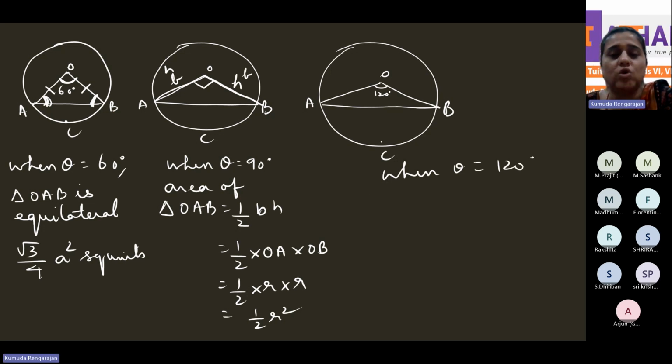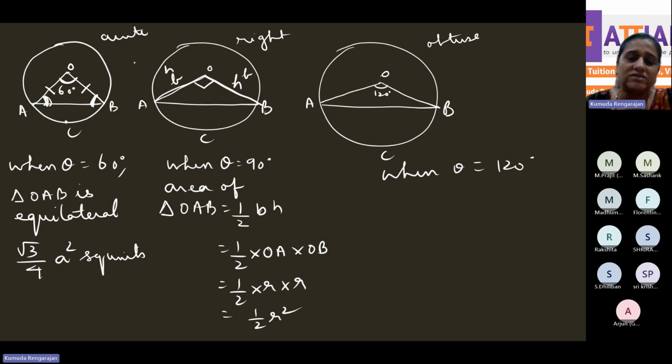Okay, so it's an obtuse triangle. The angle at the center is obtuse. So OAB is an obtuse triangle. Here it is acute, and it's equilateral. This one is a right triangle. This one is an obtuse triangle. In the first case, it's acute and it is equilateral.